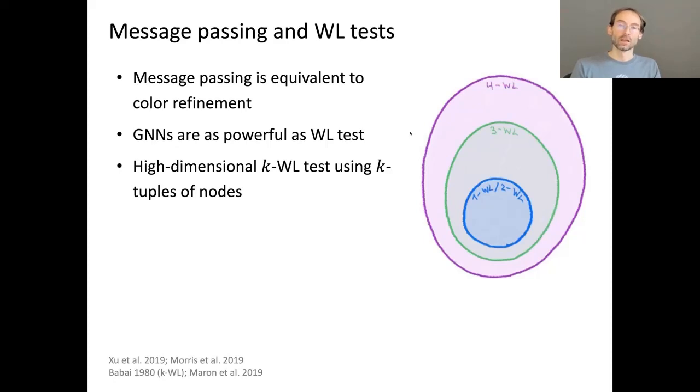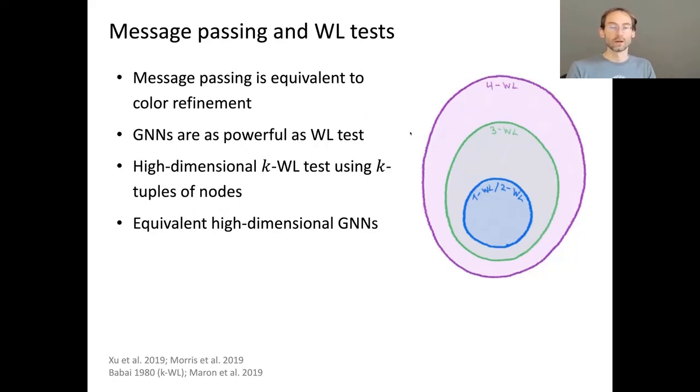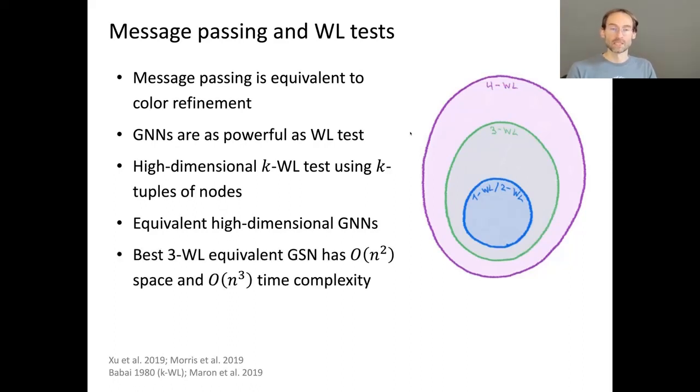Now, I should say that the WL test is not a single test. There is an entire hierarchy of WL tests, what are called k-WL tests, which are high dimensional, and they use k-tuples of nodes instead of just pairs of nodes or simple neighborhoods. They are non-local, they have high computational complexity, and there was a formulation of equivalent high-dimensional GNNs, in particular due to Haggai Maron from Weizmann Institute in Israel. The problem, of course, is that they're computationally expensive. The 3-WL equivalent GNN has a complexity of n squared in space and n cubed in time. So this makes it good in theory, but completely impractical.